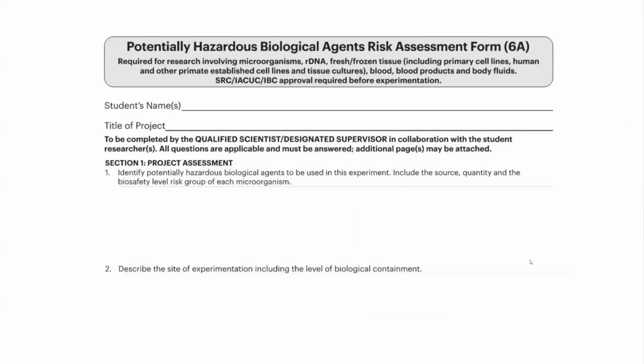Thank you, Megan. Here we are at the top of Form 6A. Most of the questions on this page will refer heavily to the information on page 18 of the ISEF Rules Handbook, which we will look at on the next slide. Page 18 covers how to do a risk assessment for a project containing these biological agents. You begin this form by writing all the students' names and the title of the project just as they appear on all the other forms.